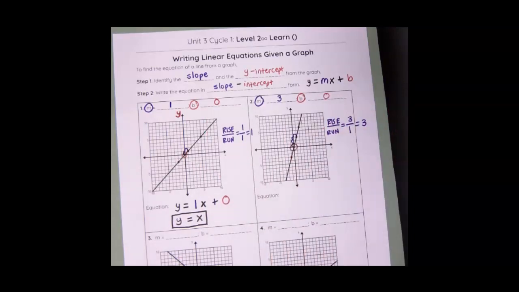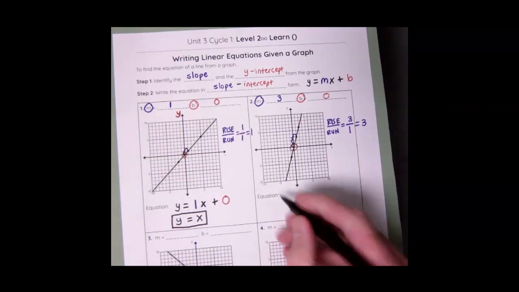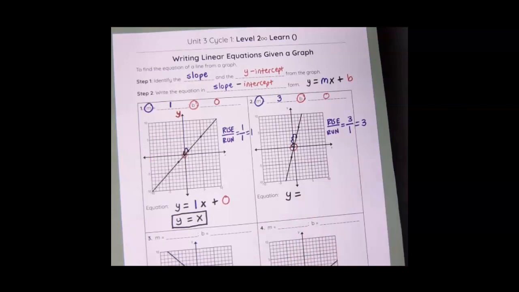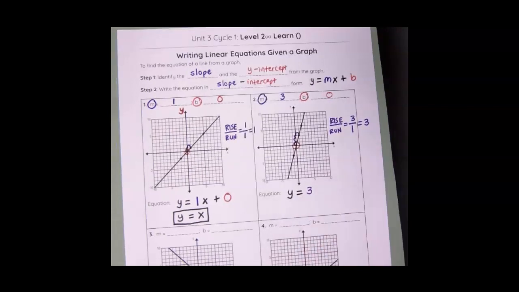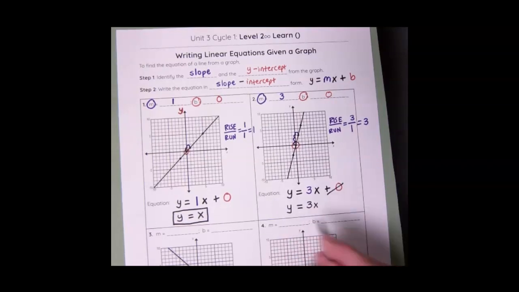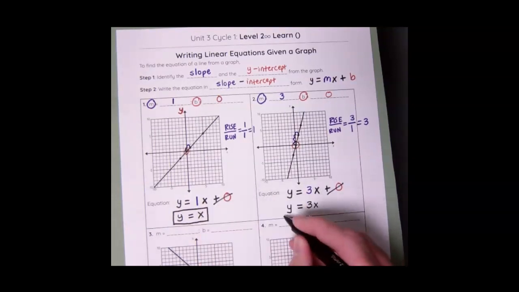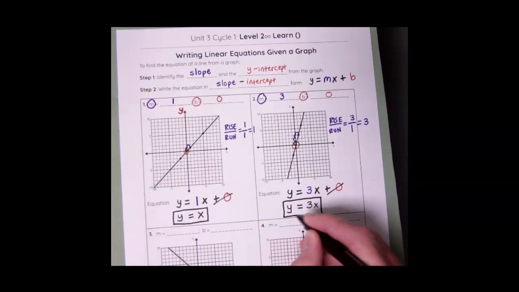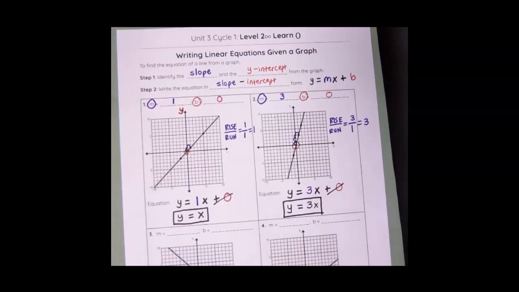Okay, so I have my slope, I have my y-intercept. Now step 2, I need to write the equation in slope-intercept form. So I'm going to write y equals, my slope is 3x plus, my y-intercept is again 0. So again, don't really need to keep that 0 there. That can go away. So I'm just going to write y equals 3x. That 0 can go away. So that is my equation for that graph.